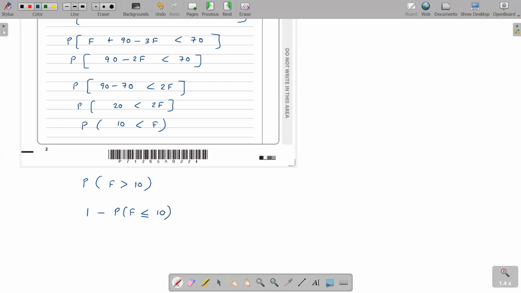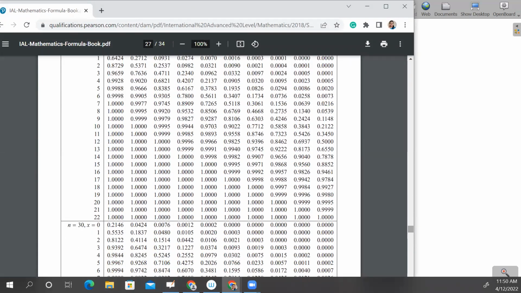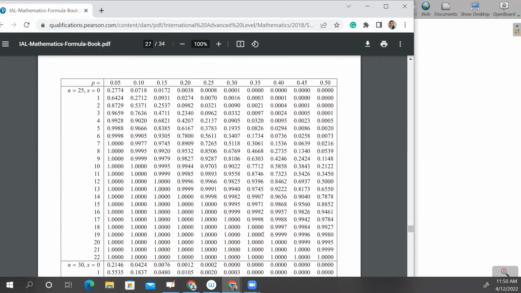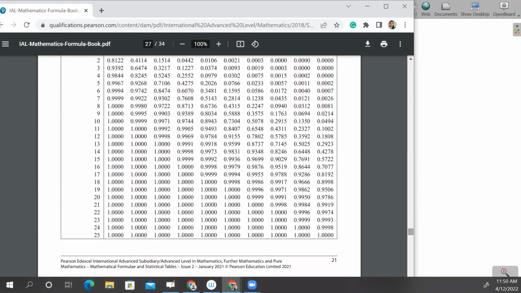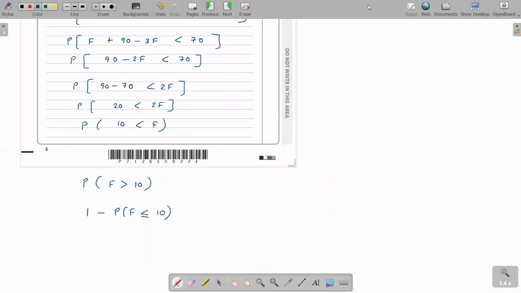So go to the binomial tables, go to n value 30 and go to the probability value 0.35, right? 0.35 is this column, the 4th column before the last. In there we have to go to 10. This is the answer, 0.5078. Okay, find value 10. So 1 minus 0.5078, how much is it? Subtract. 0.4922. Is this clear?